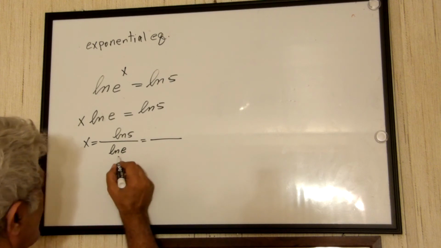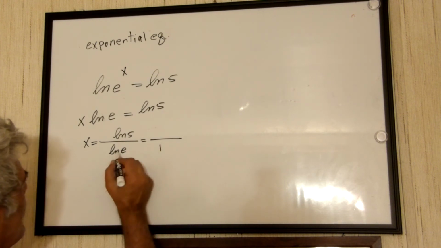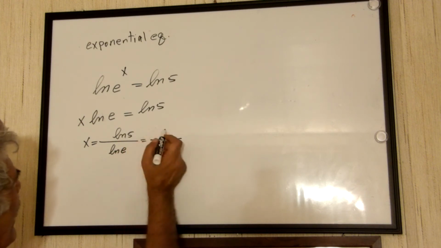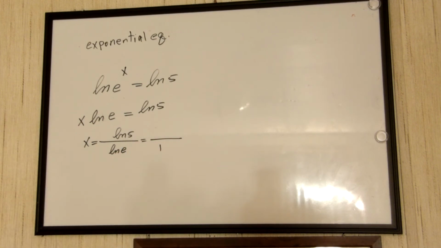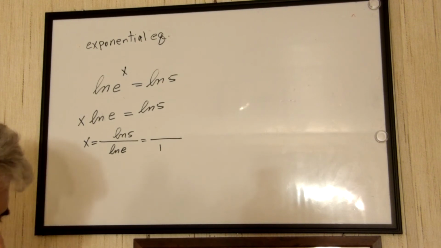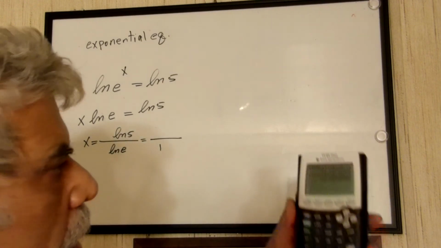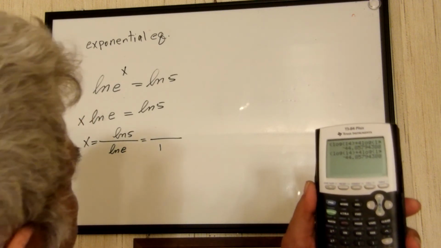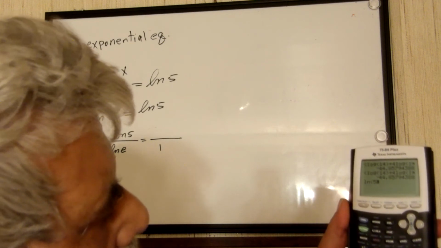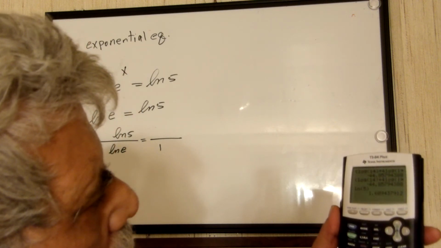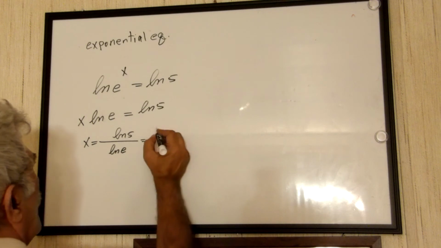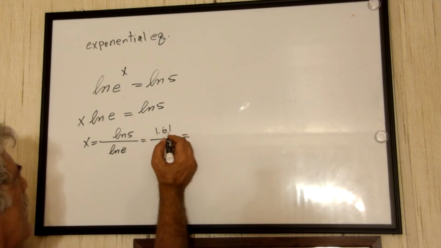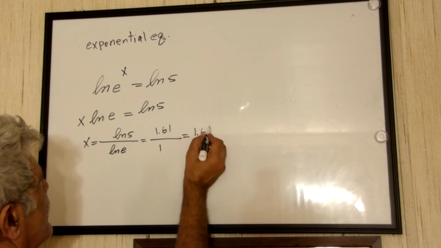What is ln e? You know that ln e is going to be 1, because the base is e. And ln 5, we have it here, ln 5, 1.61. We rounded to 2 decimal places, it's going to be 1.61.